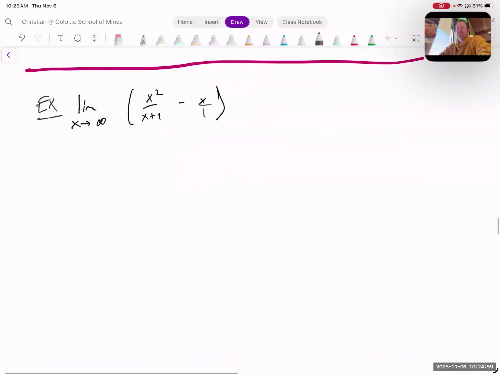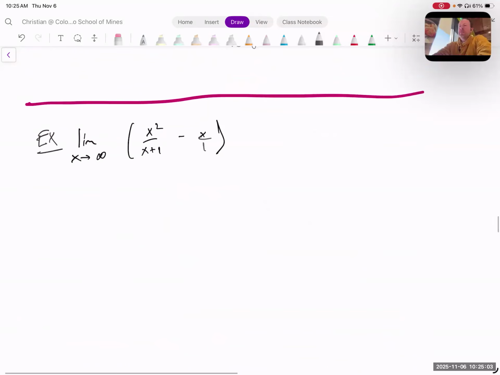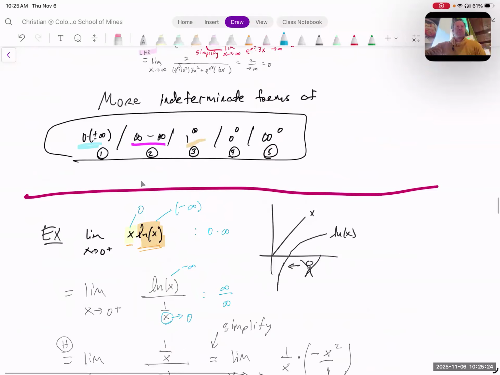Next one. The limit as x goes to infinity. What is our indeterminate form? This x squared over x plus 1 is going to infinity. The degree of the numerator is higher than the degree of the denominator. This x is also going to infinity. And infinite minus infinite is another indeterminate form. If I scroll back, you'll see this is a list of other indeterminate forms.